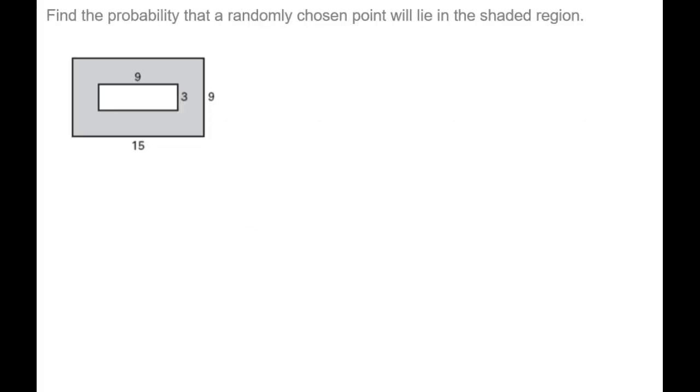Now we're going to go through a few examples of finding geometric probabilities. Find the probability that a randomly chosen point will lie in the shaded region. So we have a rectangle within a rectangle. Our basic equation is the probability that the randomly chosen point lies in the shaded region. P stands for the probability of S, which represents the shaded region. That's going to be equal to the area of the shaded region, A sub S, divided by the area of the total shape, which is that larger rectangle. So A sub T, we can use T to represent the total shape.